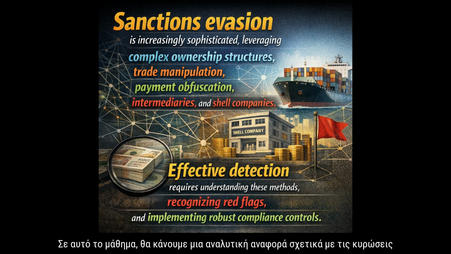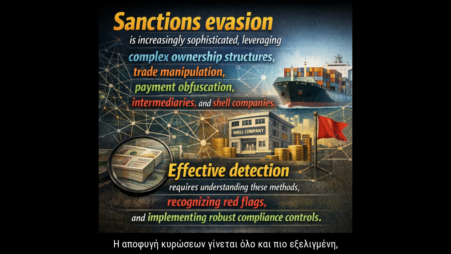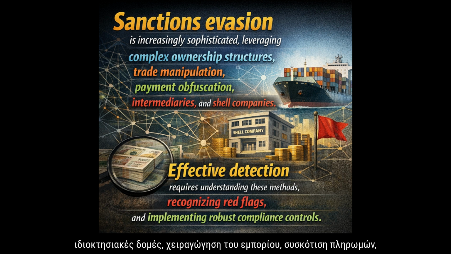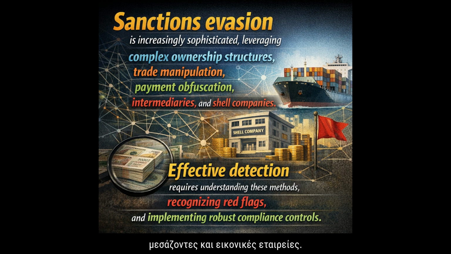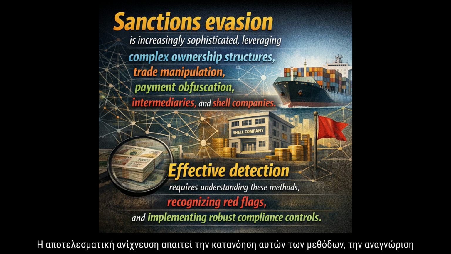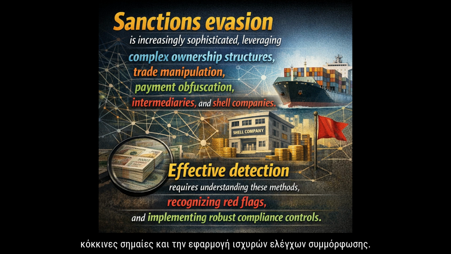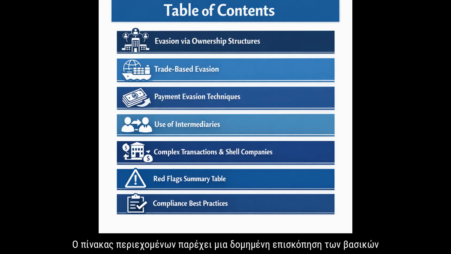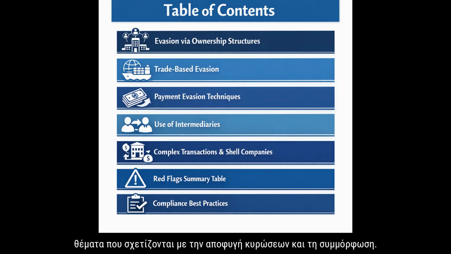In this lesson, we will make an analytical report about sanctions evasion methods. Sanctions evasion is increasingly sophisticated, leveraging complex ownership structures, trade manipulation, payment obfuscation, intermediaries, and shell companies. Effective detection requires understanding these methods, recognizing red flags, and implementing robust compliance controls. The table of contents provides a structured overview of key topics related to sanctions evasion and compliance.